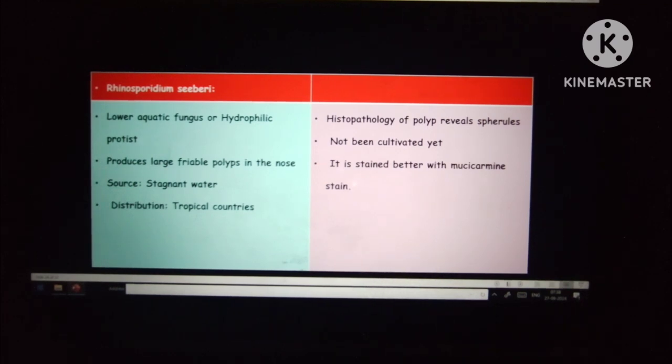Histopathology usually reveals sporangia, which consist of endospores. Another point is that this fungus has not been cultivated yet. This can be asked for 1 mark also, and it can be stained with mucicarmine stain.